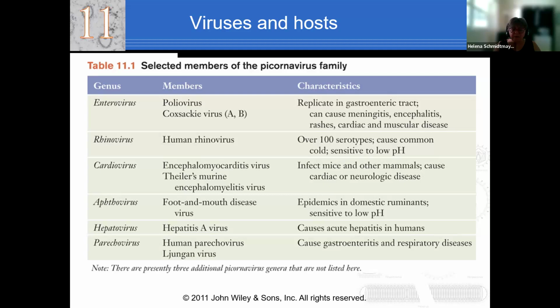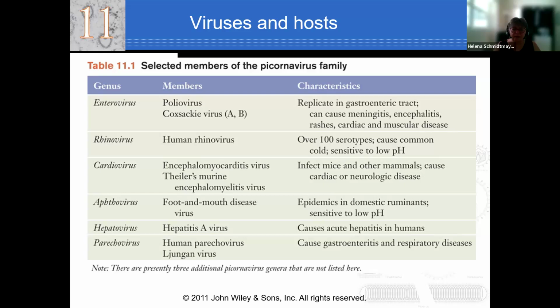Aphthovirus is foot and mouth disease virus. It can trigger or cause epidemics in domestic ruminants, and it's highly infectious. So whenever this epidemic starts, there must be quarantine and very important precautions taken to avoid transmission.